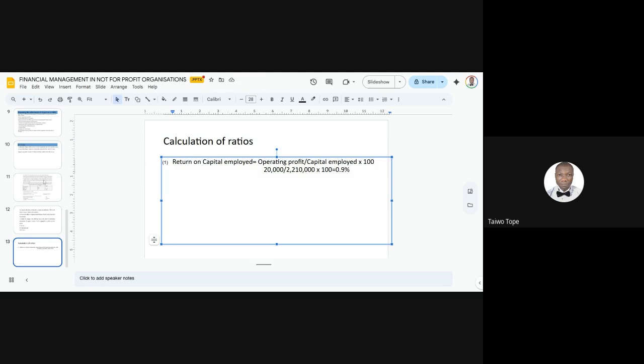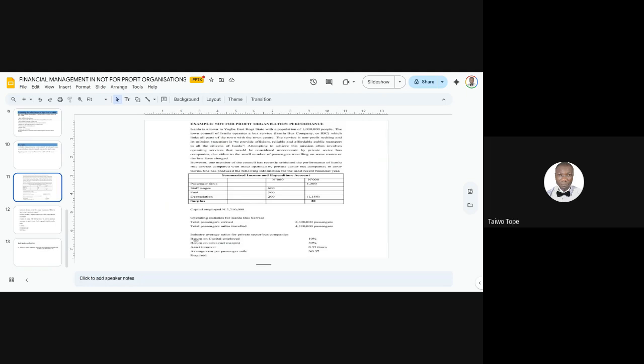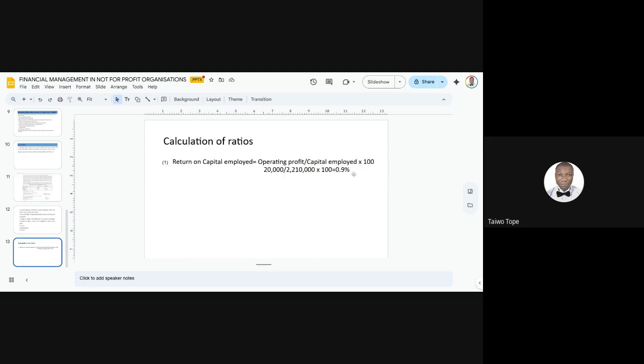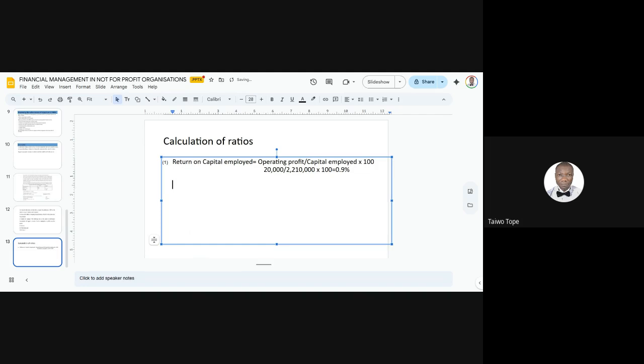The next ratio we have to compute is return on sales, that is net profit margin. We are computing these ratios because we are given the industry average, so we compare our results with this industry average to know where IBC falls. The formula for net profit margin is net profit over sales or revenue, times 100.